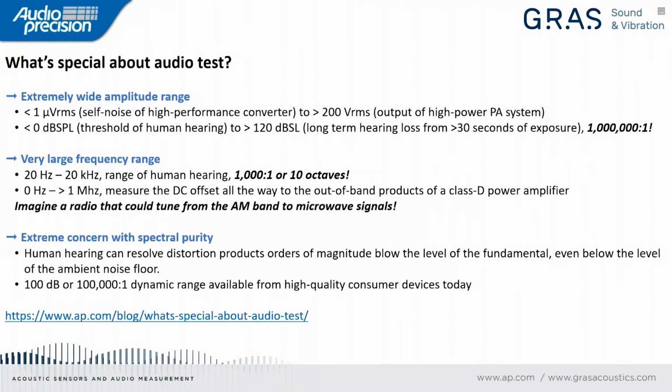The first of those is the extremely wide range of amplitudes we'll measure in audio signals. So on the electrical scope, a state-of-the-art digital to analog converter will have a self noise measured in microvolts. At the other end of the spectrum, the kind of power amplifier that will drive the speakers for a stadium rock concert might be outputting 200 volts RMS. It might even be above 200 volts RMS. So compared to the range of voltages that a handheld multimeter might address, we're often talking about a range of 180 or even 200 dB from the smallest signal to the largest signal that we want to measure.